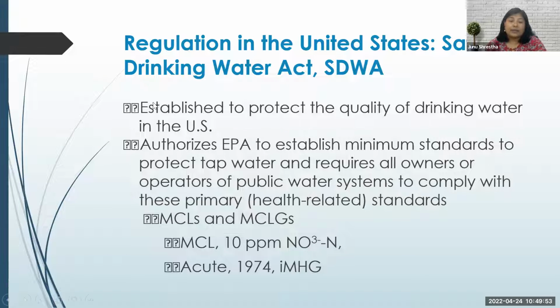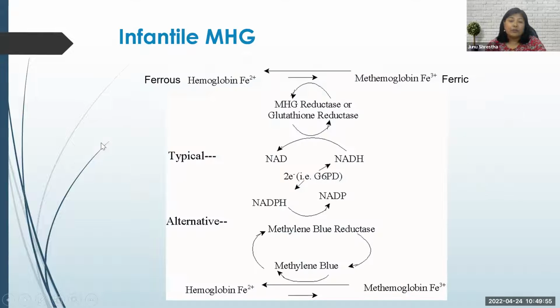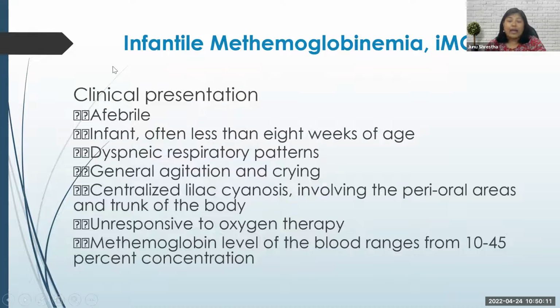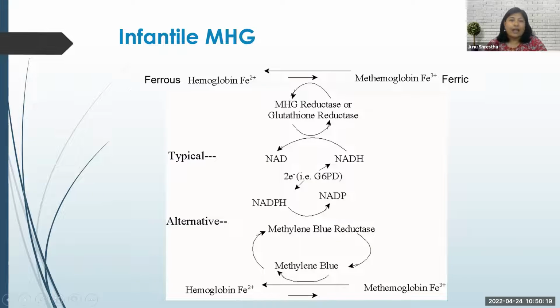In this next slide, I will talk more about methemoglobinemia, or blue baby syndrome, that is caused by excess nitrate in drinking water or in food supplies. When excessive nitrates and nitrites are present in the blood, the ferrous ion in the hemoglobin is converted into the ferric ion and forms methemoglobin.